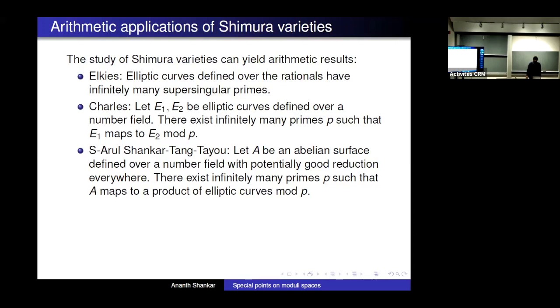Absolutely. And, I'm sorry, is it similar to Elkies' proof? Is it a similar argument? Yes, it's definitely inspired by Elkies' proof.